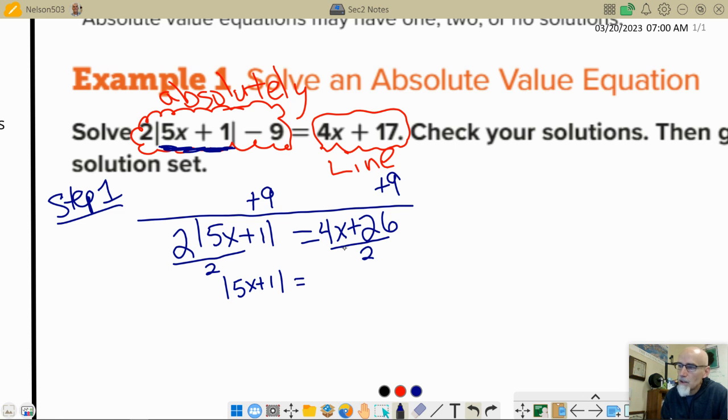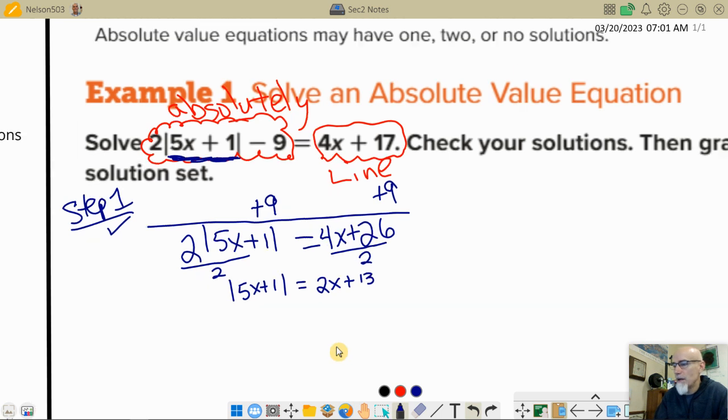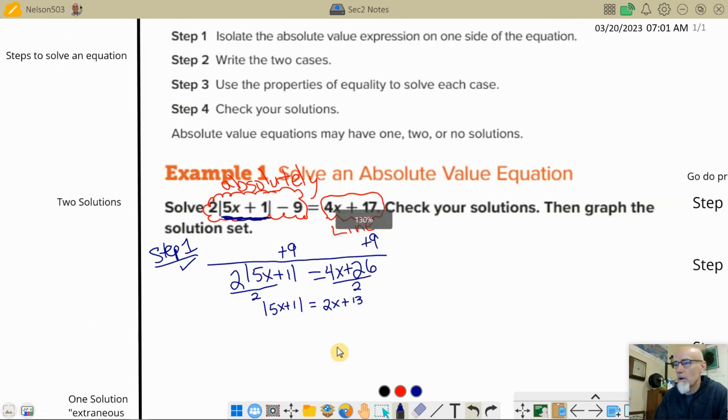Now, when you're dividing by 2, you have to divide the 2 into the 4x, and you have to divide the 2 into the 26. So I ended up with 2x plus 13. In my head, I was doing that ahead of writing it down. 2 goes into 4x 2x, and 2 goes into 26 13 times. Check mark, I'm done with step 1. I've isolated the absolute value expression. Okay, next step.